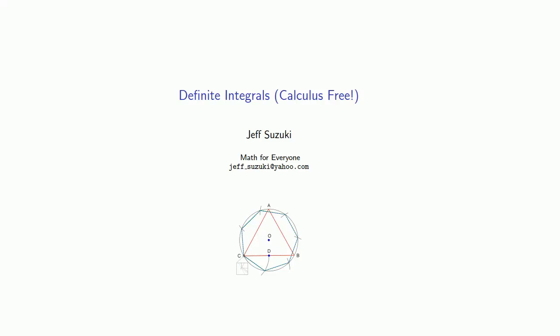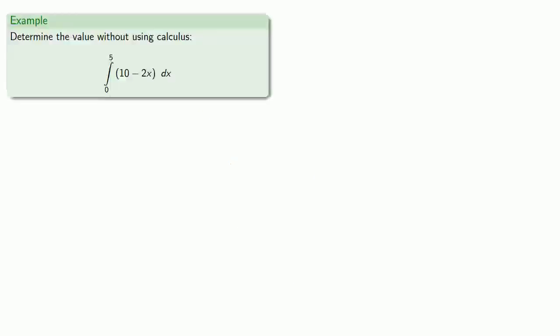So I've gone to a great deal of trouble to develop enough calculus to allow us to evaluate definite integrals. But before proceeding, let's see if we can try to find some definite integrals without using calculus. For example, suppose I want to find the definite integral from 0 to 5 of 10 minus 2x. The starting point for this is identifying the geometric meaning of this definite integral.